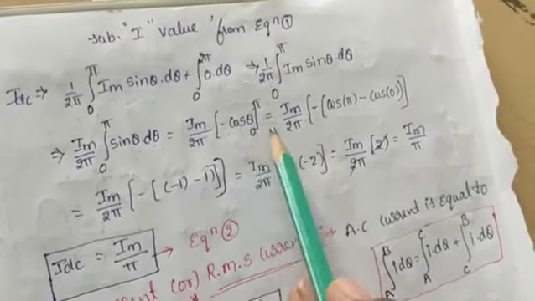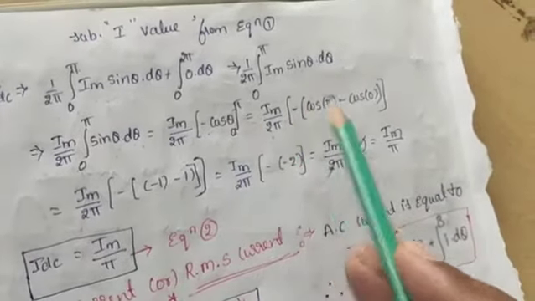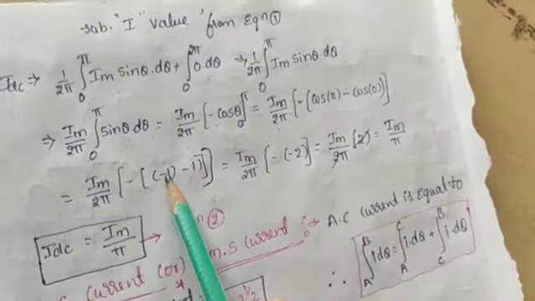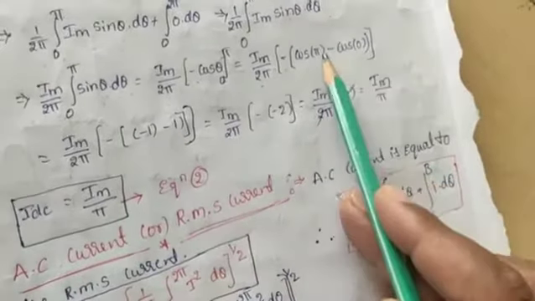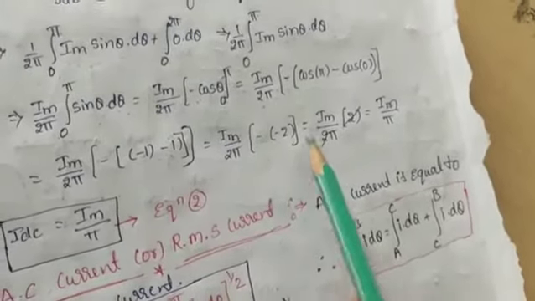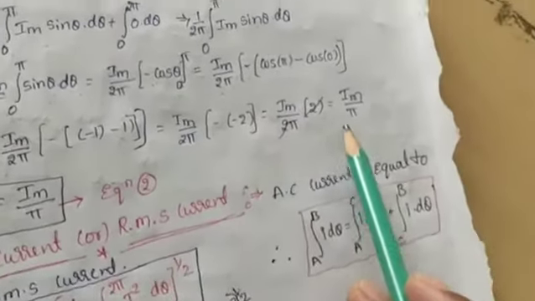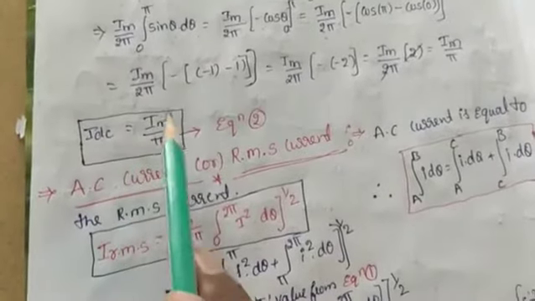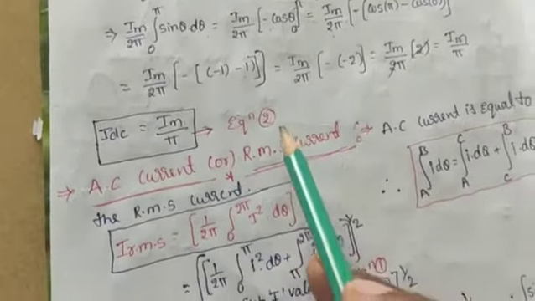Applying the limits, Im by 2 pi times, minus cos pi minus cos 0. Cos pi is minus 1 and cos 0 is 1. So minus of minus 1, minus 1, gives minus 2, and minus into minus gives plus 2, which cancels with the 2. Finally, IDC is equal to Im by pi. Let us make it equation number 2.